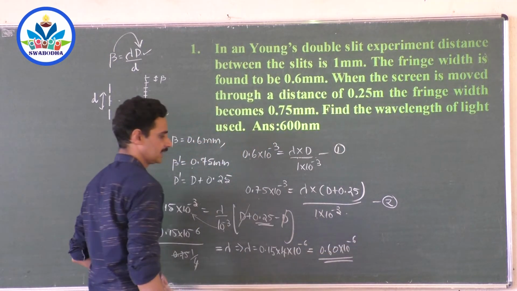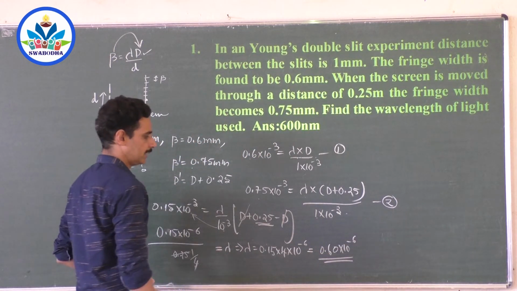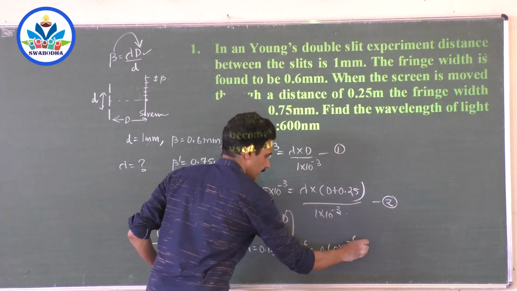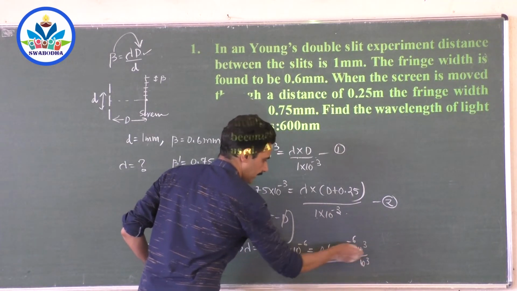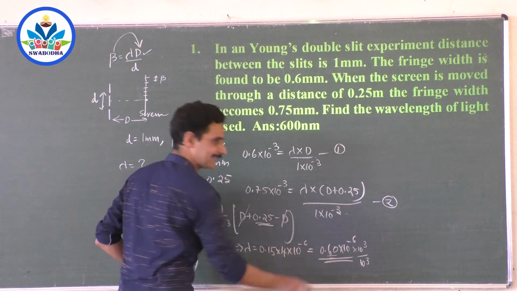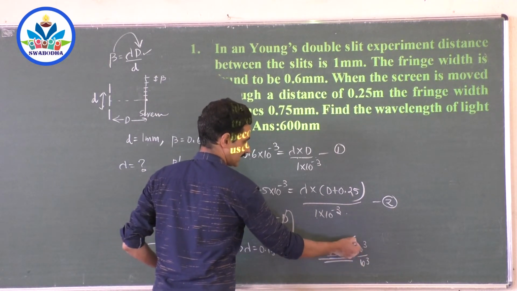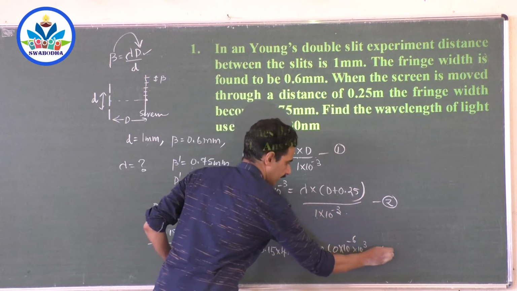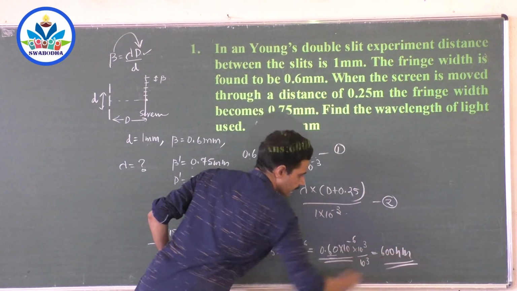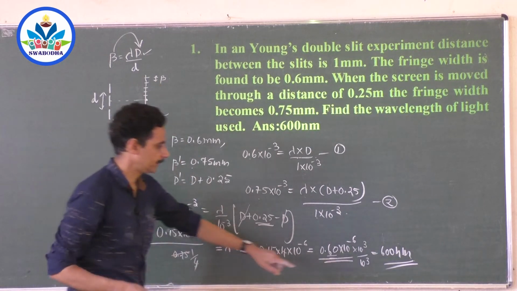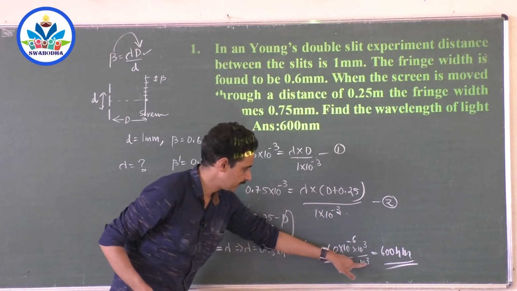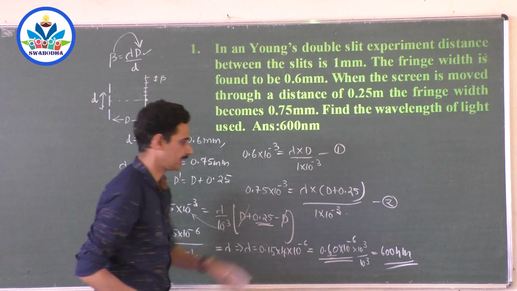And if you want to put it in nanometers, multiply and divide by 1000, by 10 to the power 3. Multiplying by 1000 makes 600, and dividing by 1000 makes minus 9. So it is 600 nanometer. That is the answer. So multiply by 1000, it becomes 600. This one minus 3, minus 9, 600 nanometer.